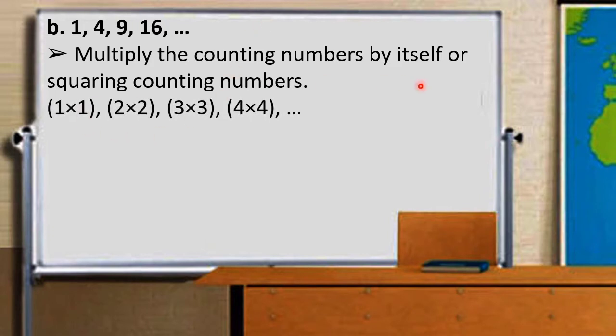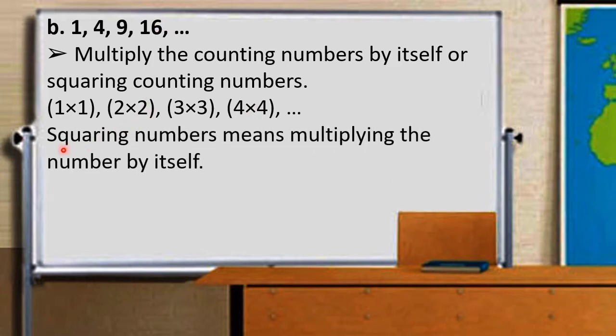Okay, so dito tayo kay multiply the counting numbers by itself. So, dito sa first term, 1. So, 1 times 1, ang sagot ay 1. Sa second term, 2. So, 2 times 2, 4. Sa third term, 3. 3 times 3, 9. Sa fourth term, 4 times 4, 16. So, squaring numbers means multiplying the number by itself. The nth term rule is n squared.